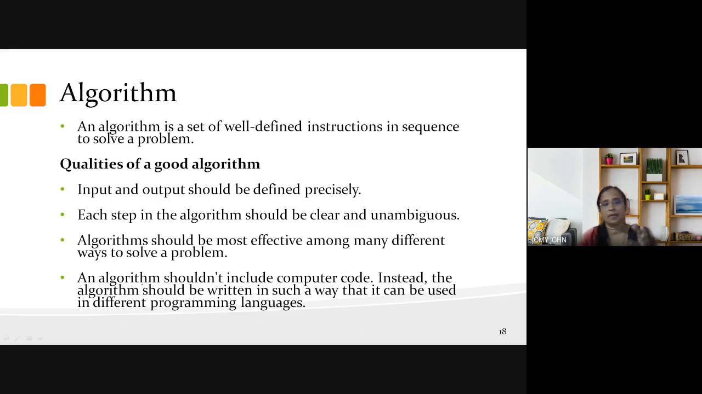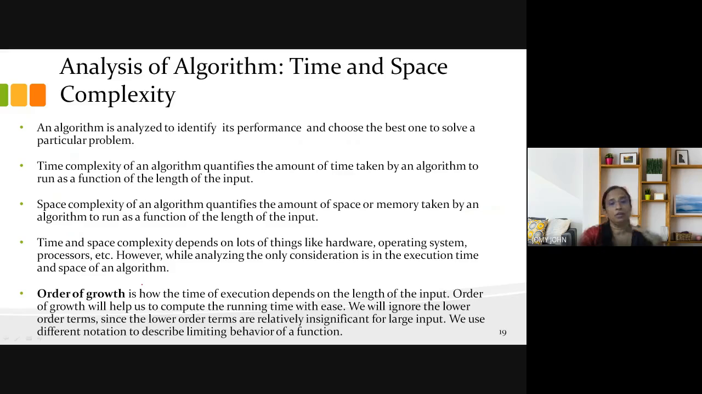In the case of an algorithm, we shouldn't write any computer code. Instead, the algorithm should be written in such a way that it can be used in different programming languages. So if you write an algorithm, it can be implemented using any primitive data type in any programming language. Using a programming language, you should be able to complete that algorithm. You should be able to program the algorithm.